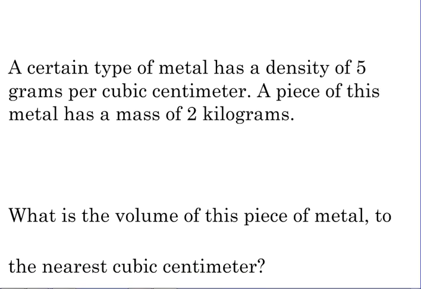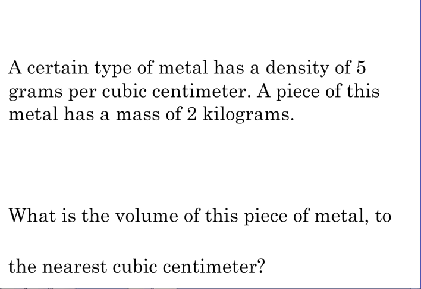A certain type of metal has a density of 5 grams per cubic centimeter. A piece of this metal has a mass of 2 kilograms. What is the volume of this piece of metal to the nearest cubic centimeter?